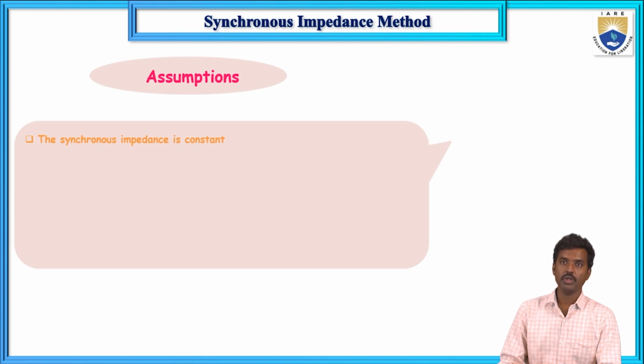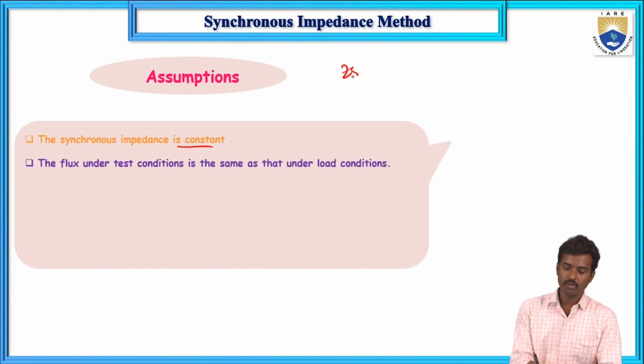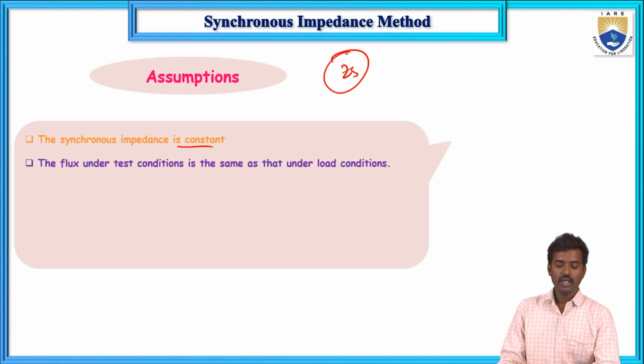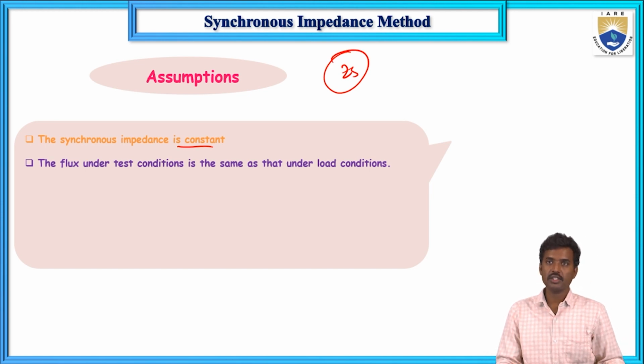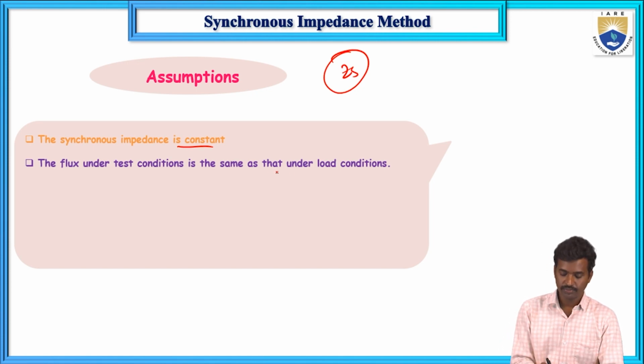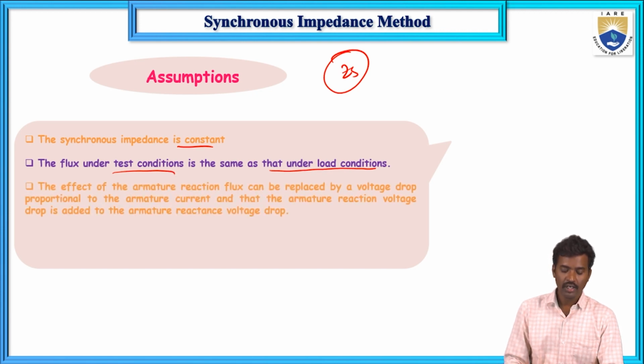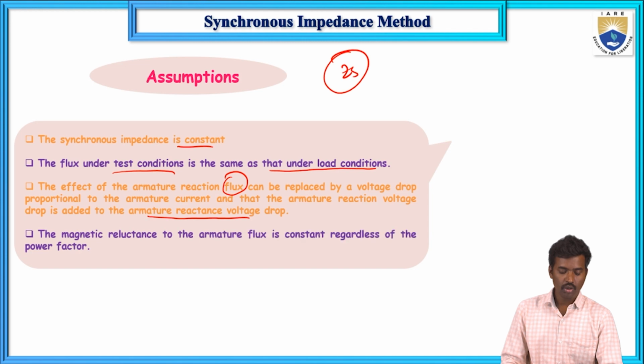Synchronous impedance ZS must be constant. Next, the flux under the test conditions and under the load conditions must be the same. The effect of armature reaction can be replaced by reaction flux. That flux is replaced by a voltage drop proportional to the armature flux, and that armature reaction voltage drop is added to the armature voltage drop. Here the magnetic reluctance in the armature flux is constant regardless of power factor.